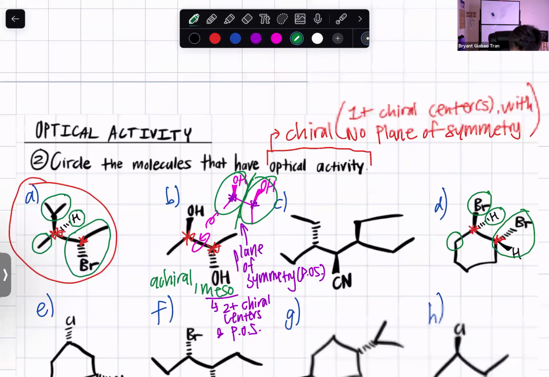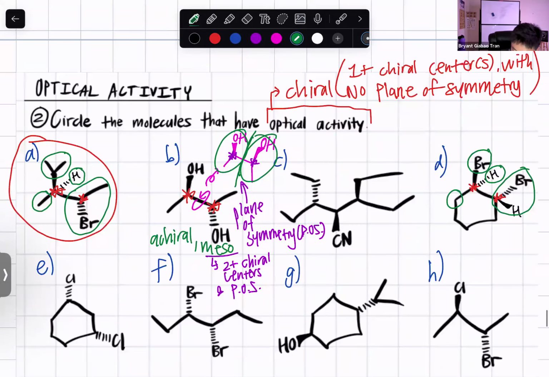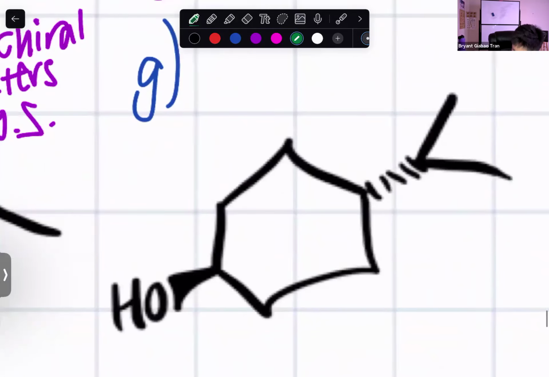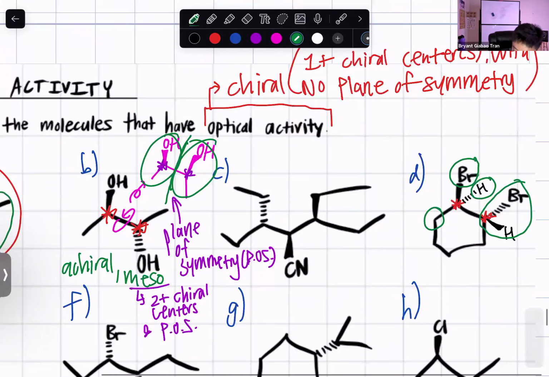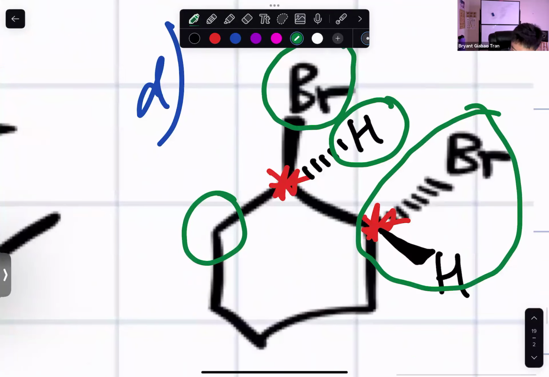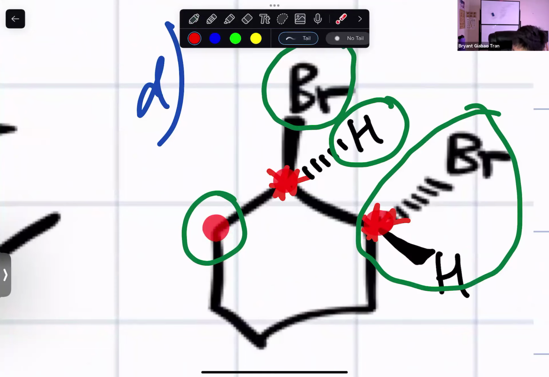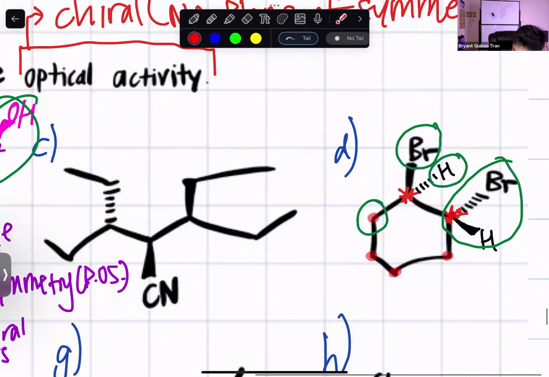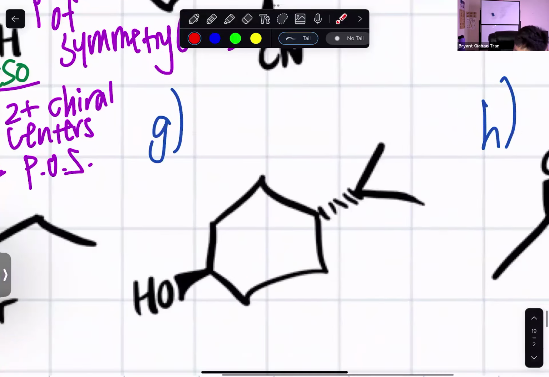Let me see if I have an example problem. Oh yeah, I do. So segueing off of that, focus more on the immediate bonds. You have to look at the very first atom attached to the chiral center. If you see a difference, then they're automatically different groups. If you see no difference, then you move on to the next atom. If you see no difference, move on to the next atom. So segueing off of that, let's try G.